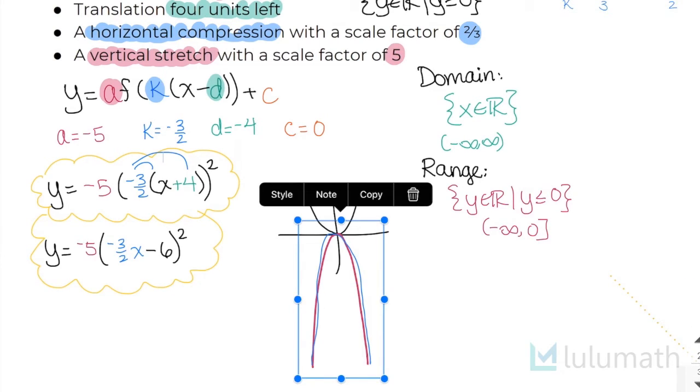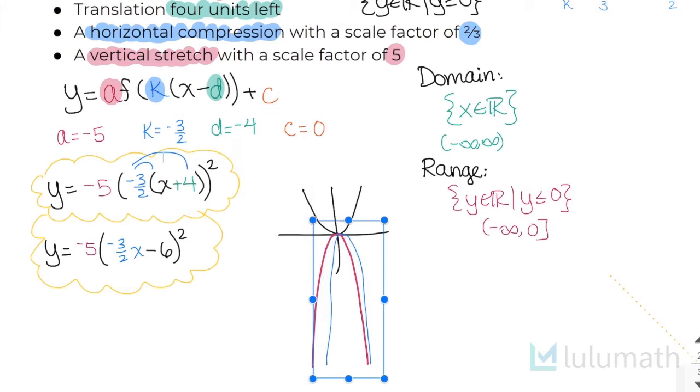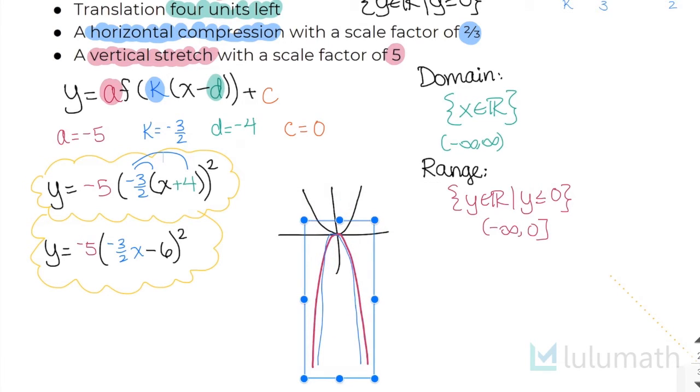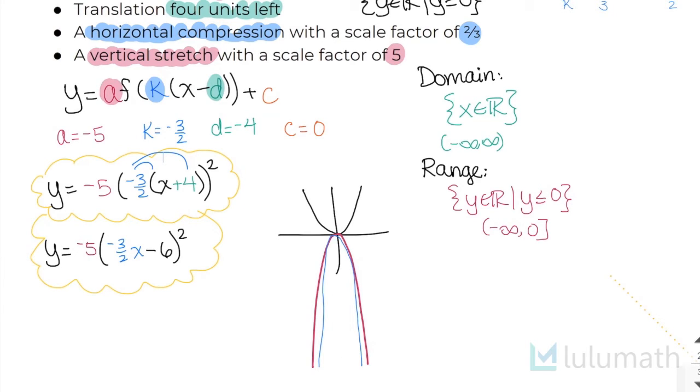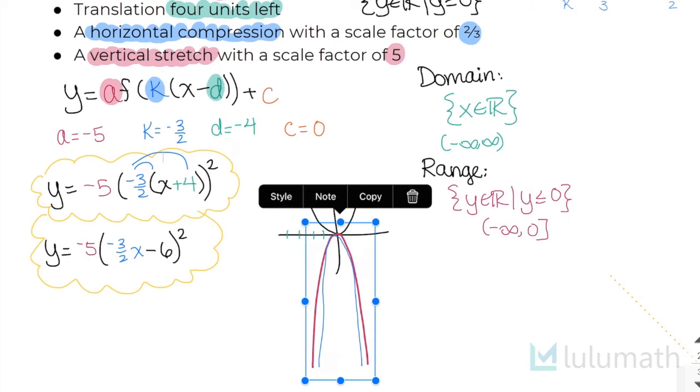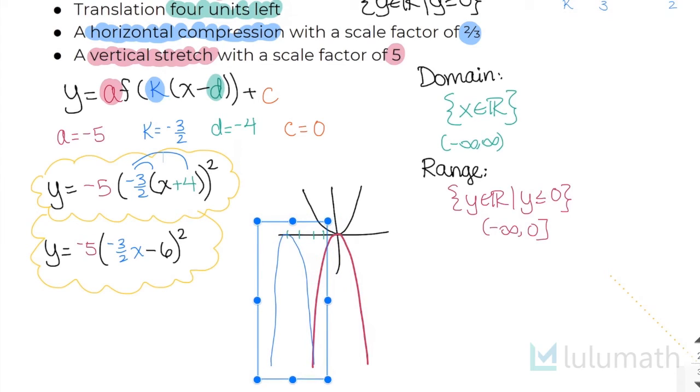And we also have a horizontal compression with a scale factor of 2/3. So our graph will look more like this. But lastly, we have a translation 4 units to the left. We're going to take this graph, move it 4 units to the left, and you can visually see why x is still going to be an element of the reals because your graph will extend in both directions for our x values, and y has to be less than or equal to 0 because our graph will not go above this point that we have here.